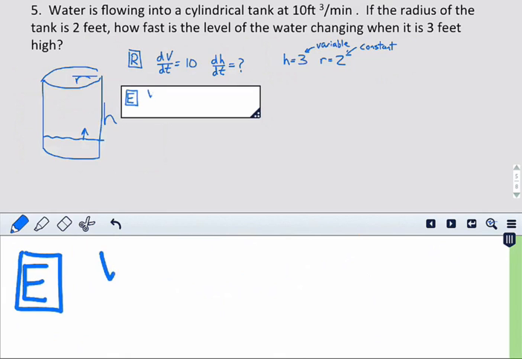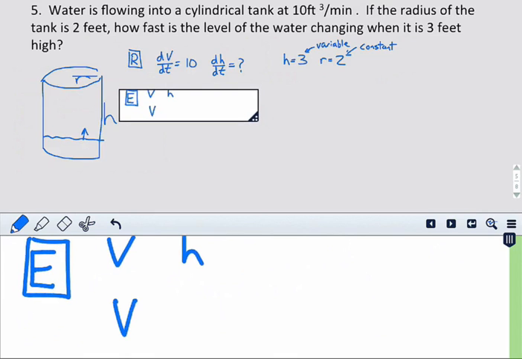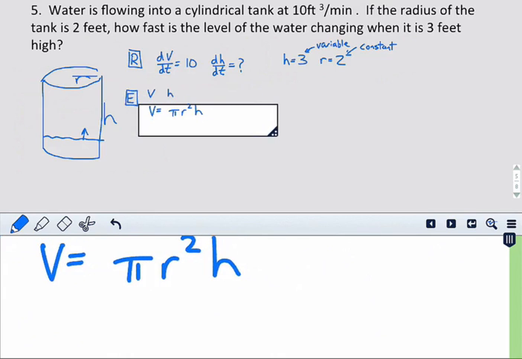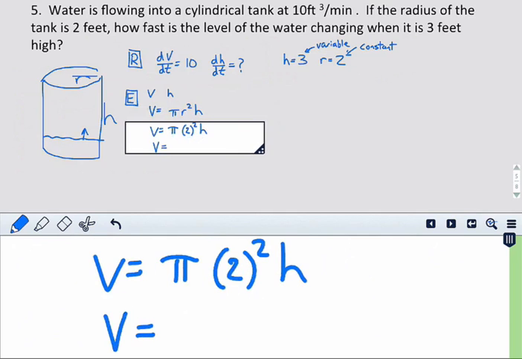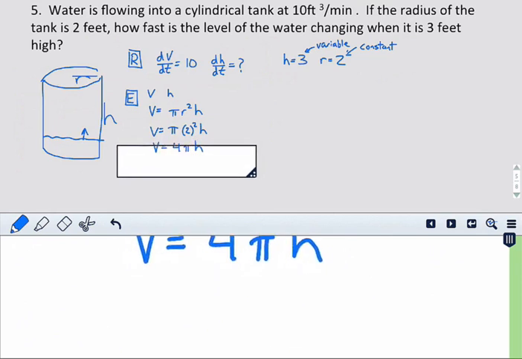So we need an equation with V and h. Well, one equation we do have is the volume of a cylinder, which is pi r squared h. Now it's okay that it has that extra r in there because we know r is constant. So r is always going to be 2, so we can just replace that constant there. And simplifying this, before we derive, we would get V equals 4 pi h. Now we can go ahead and derive.